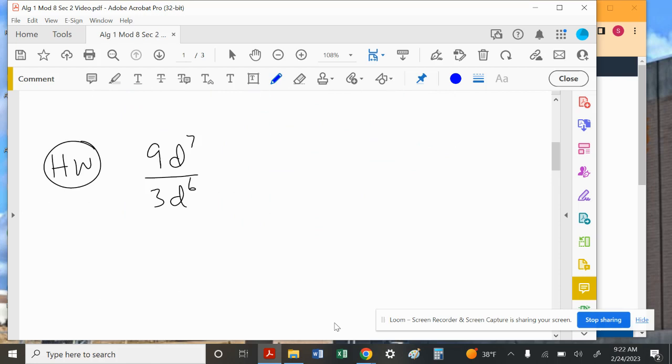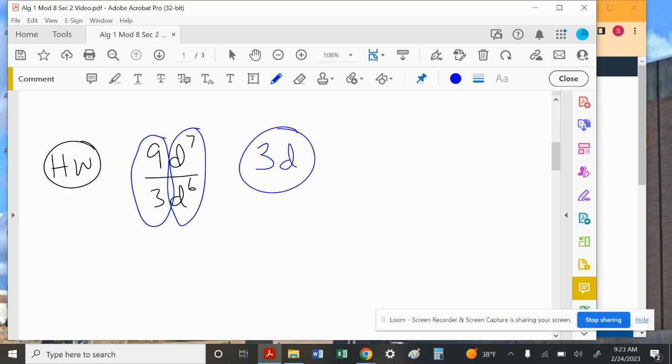Okay, in this particular case, we have some numbers and we have some variables. So we just do our regular division. Of course, 9 is in the numerator, so we do 9 divided by 3. 9 divided by 3 is 3. D to the 7th divided by d to the 6th, we subtract the powers. D to the first, so just d. So our answer would just be 3d.